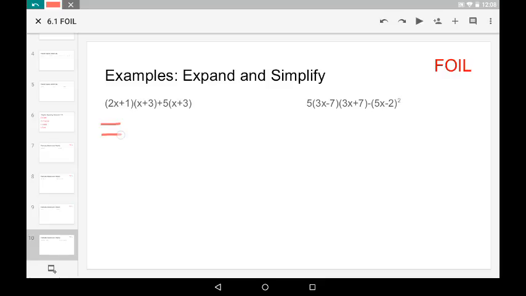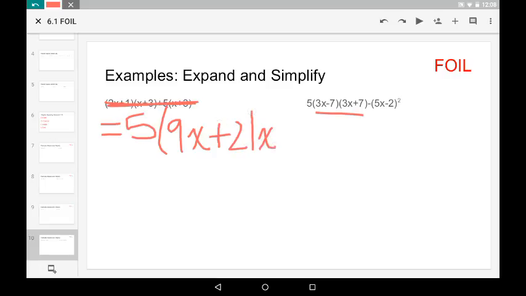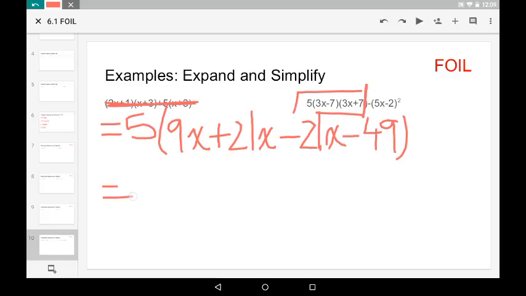If I keep the 5 out, and expand my binomials first: 3x times 3x, 9x squared. 3x times 7 plus 21x. Negative 7 times 3x minus 21x. And negative 7 times 7 is a negative 49. Again, I'm just looking at the first part for now, just this. 5 times 9x squared is 45x squared.